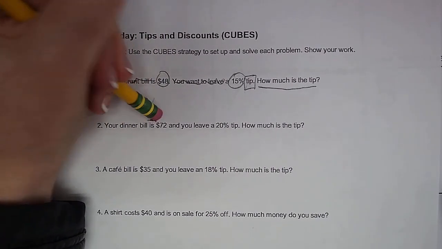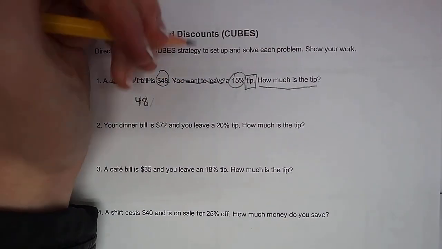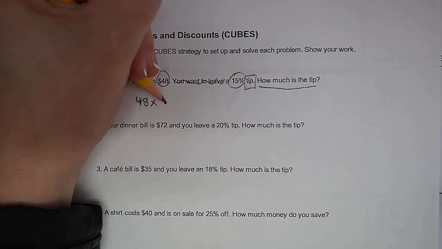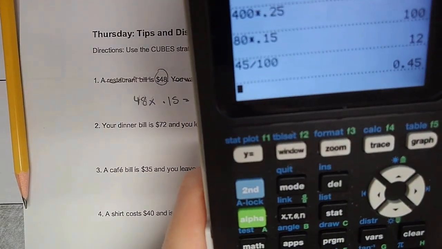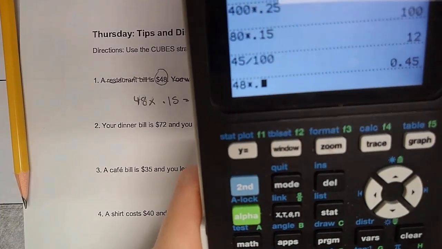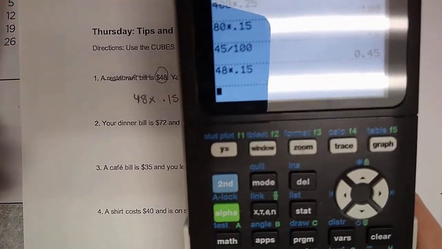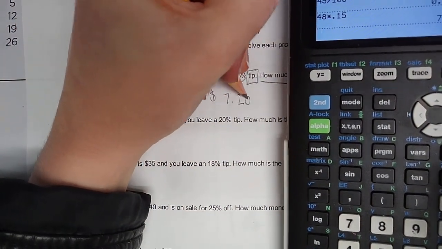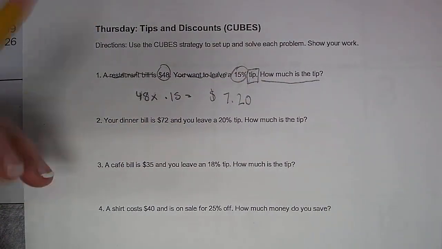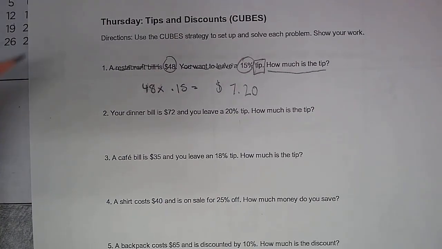$48, my bad. And then if you want to find 15% of 48, multiply times 0.15. Cool. So how much money are they going to spend on this tip? Let's find out. 48 times 0.15 is 7.2, right? But remember, it's money, so it's $7.20. Don't forget to add that extra zero for money.